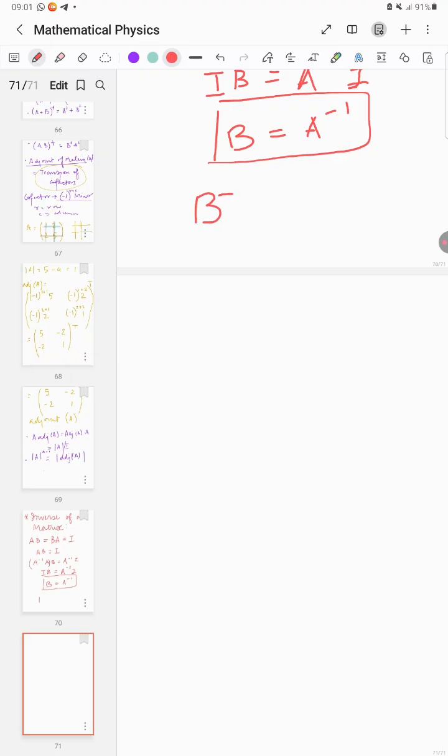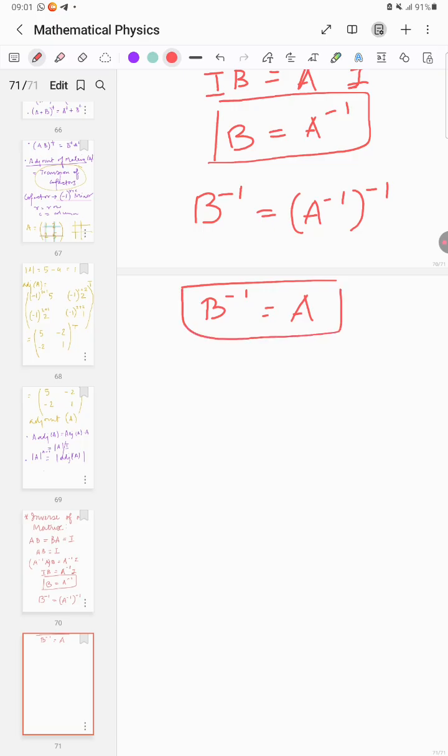Now, what does B inverse signify? B inverse is nothing but the inverse of A inverse. So what if we inverse anything twice? It gives us the original A. So B inverse is nothing but A. So B inverse is basically A, and vice versa, A inverse is also equal to B, right?